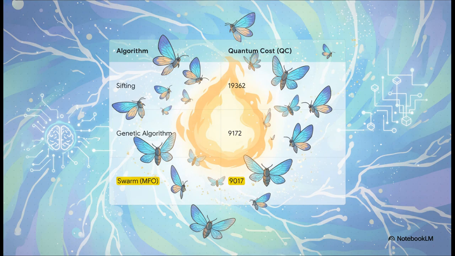So if you can make that step better and more efficient, the whole thing gets better. And when I say better, I mean, just look at these numbers. This table shows the final quantum cost. Think of it as how expensive and complex the final circuit is. The standard method gave a cost of over $19,000, but using the Moth algorithm first, that cost dropped to just over $9,000. It literally cut the complexity of the quantum circuit in half. That's not just an improvement, that's a revolution.